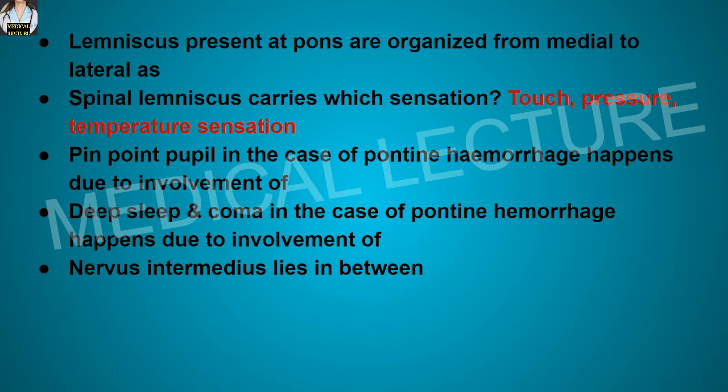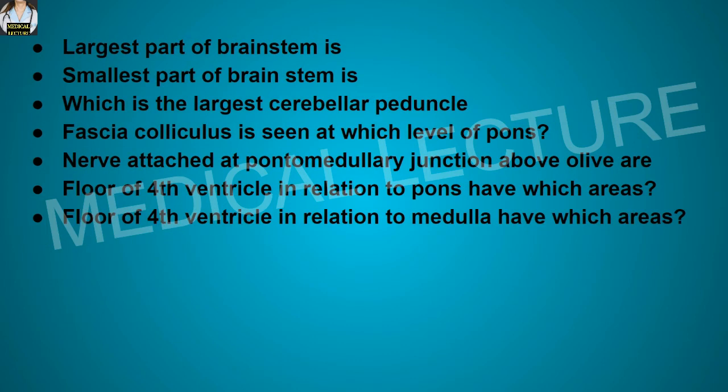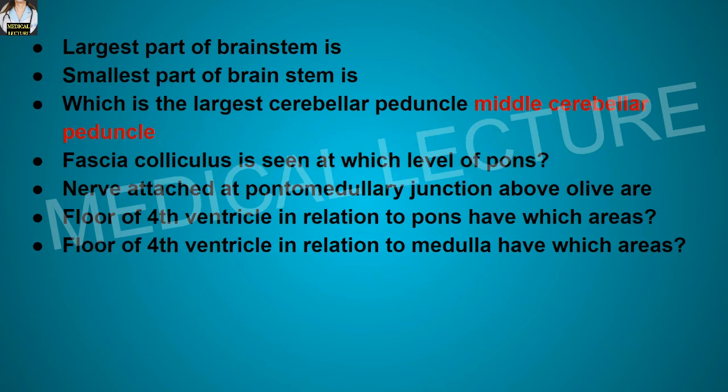Pinpoint pupil in the case of pontine hemorrhage happens due to involvement of reticular formation. Deep sleep and the coma in the case of pontine hemorrhage happens due to involvement of reticular formation. Nervus intermedius lies in between the facial nerve medially and auditory nerve laterally. Largest part of the brainstem is the pons. Smallest part of the brainstem is the midbrain. Which is the largest cerebellar peduncle? It is the middle cerebellar peduncle.